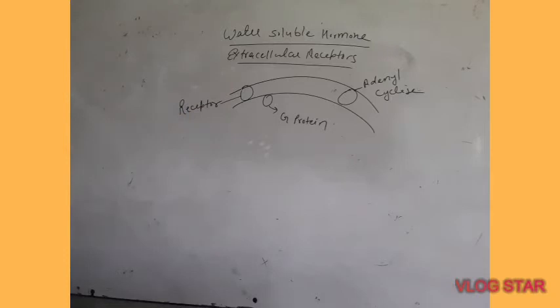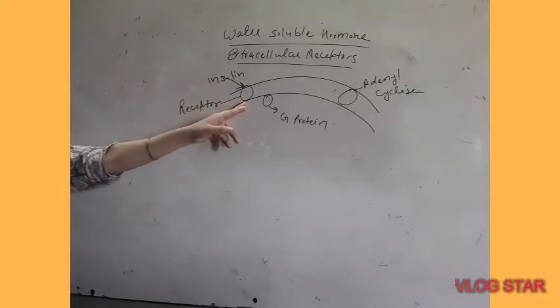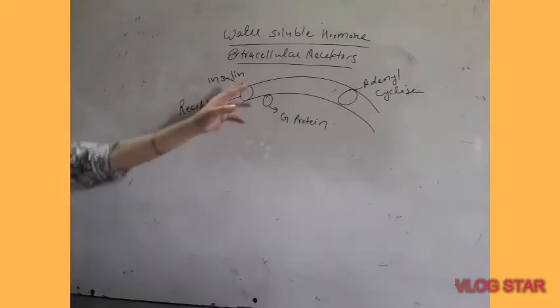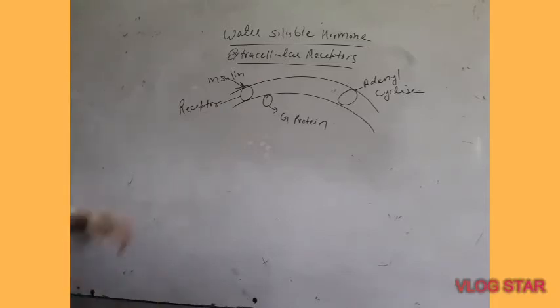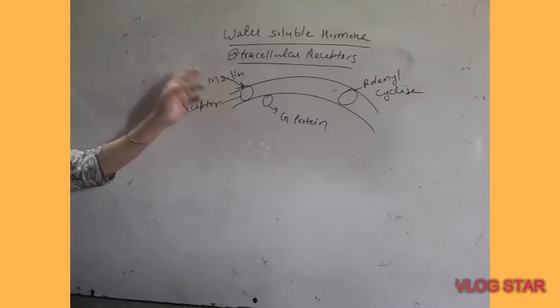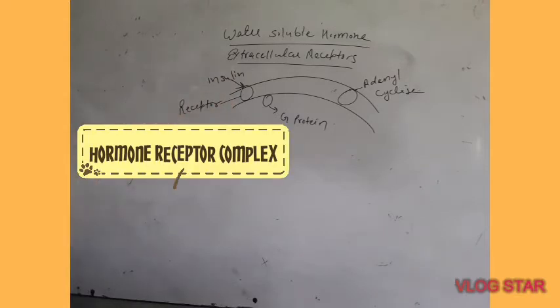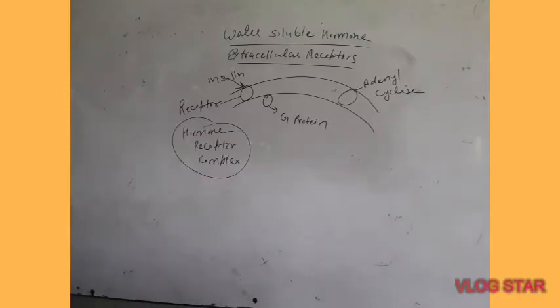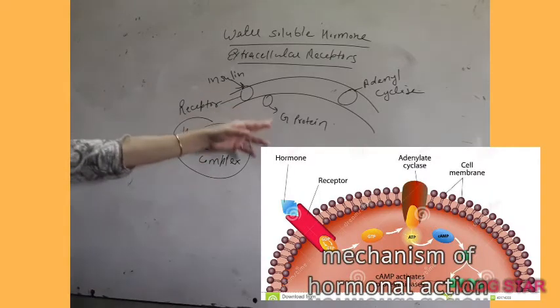Whenever any water soluble hormone like insulin targets the cell, it is received by the extracellular receptor located over the plasma membrane. So this receptor and hormone result in the formation of a complex called hormone receptor complex. What is the role of the hormone receptor complex? This hormone receptor complex now generates second messengers inside the cell.